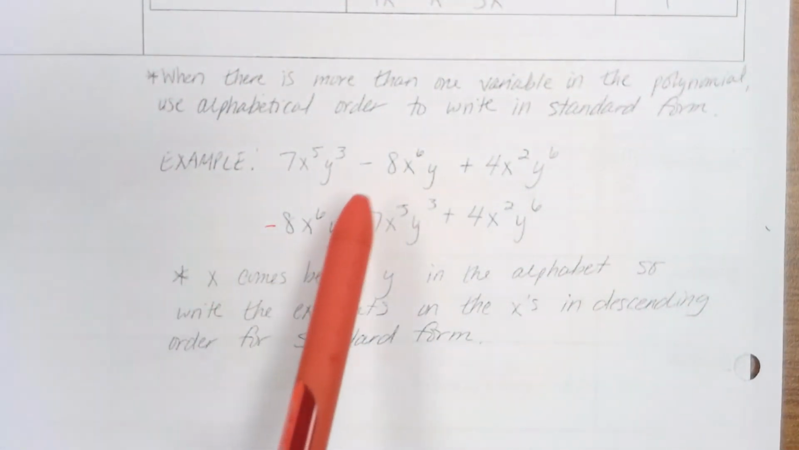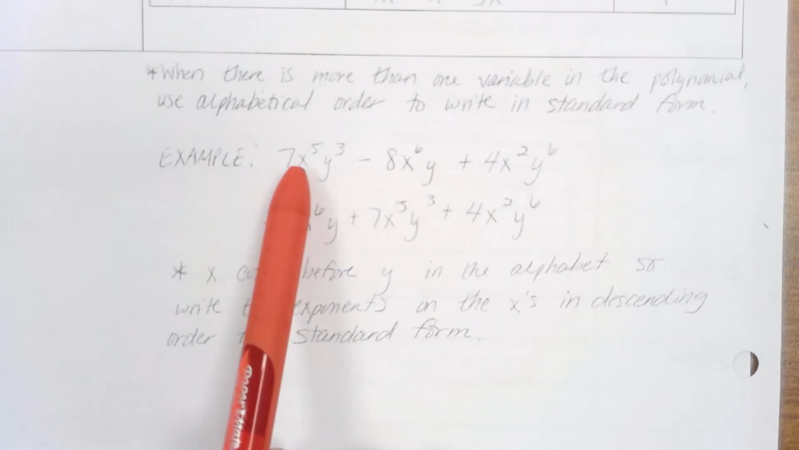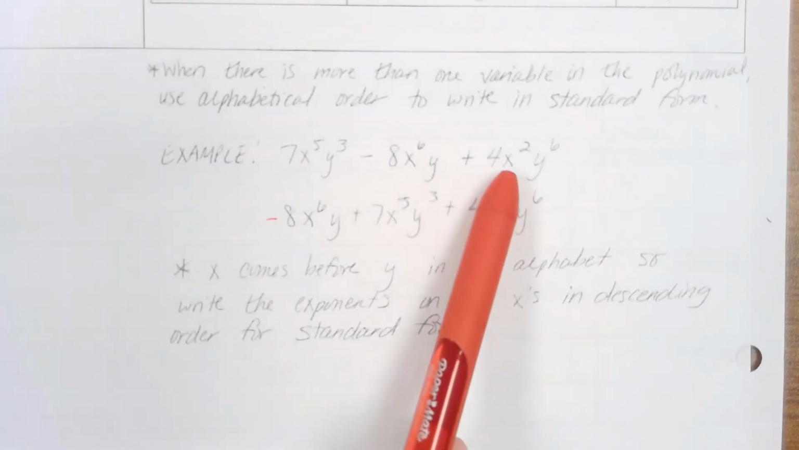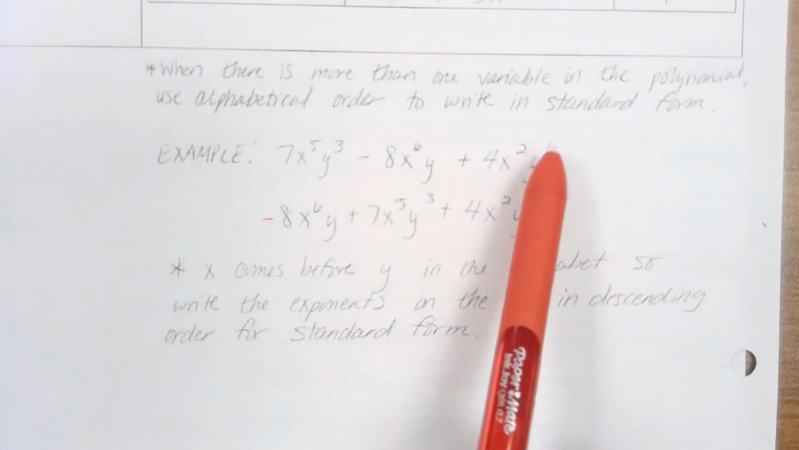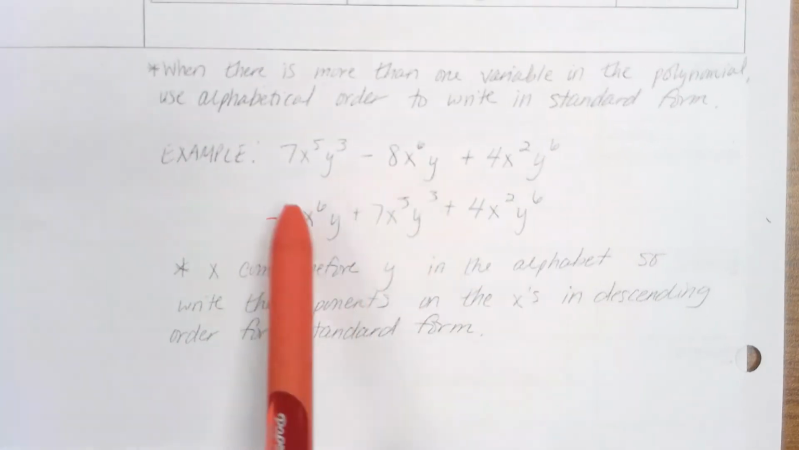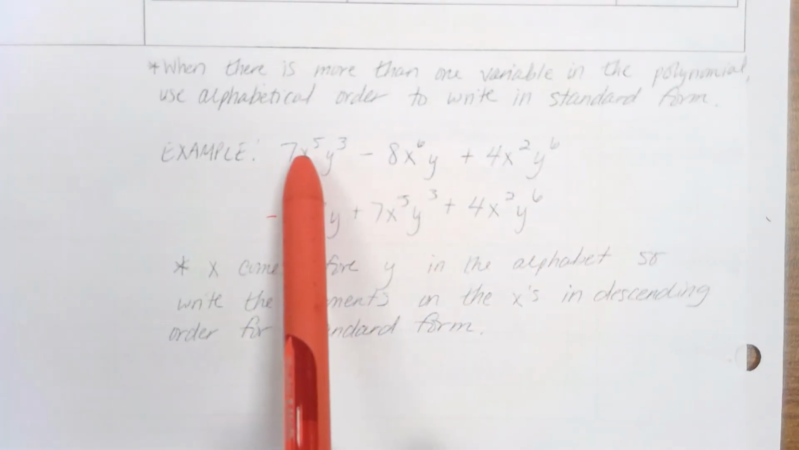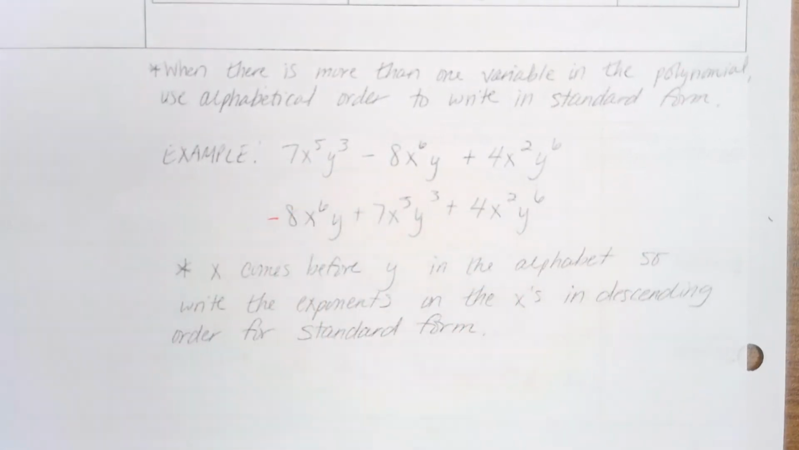Then you look at your next x power that's the highest, and that is this x to the 5th. So that's why this term would go next. And then your last term would be this x squared. Okay, so even though the y had the highest power in these, and a lot of students would think that this term would go first, again, you don't want to do that because you're going off of alphabetical order. So you're not looking at the y's when you have an x available. So you want to make sure that you put the x's in their descending order first.